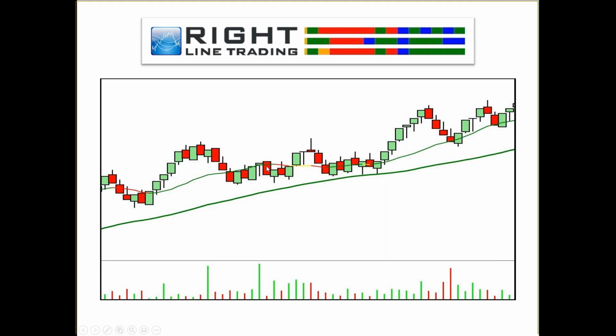So if you're trading range, or you're trading a tick chart, these are all the things that you have to look at.